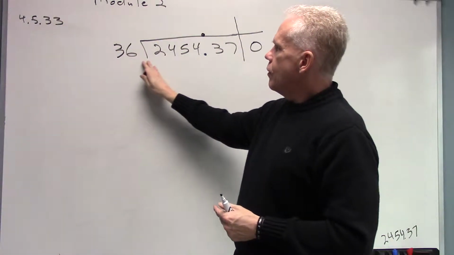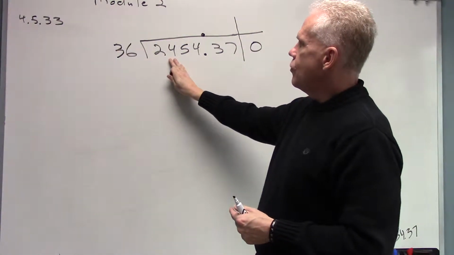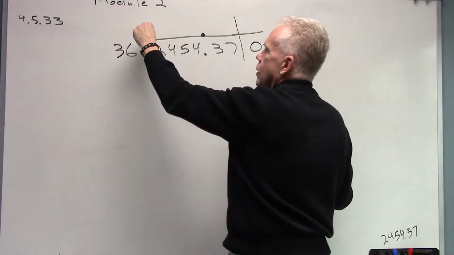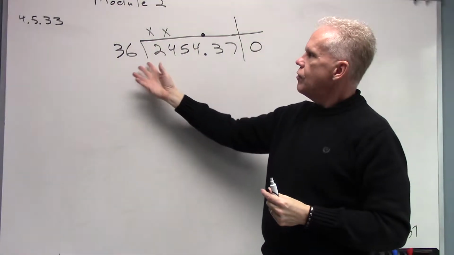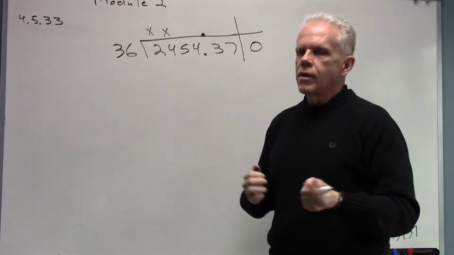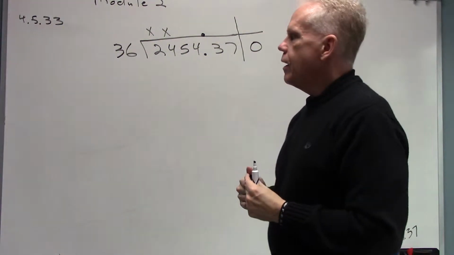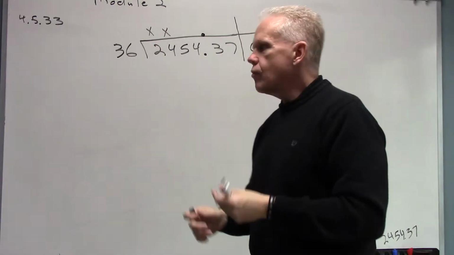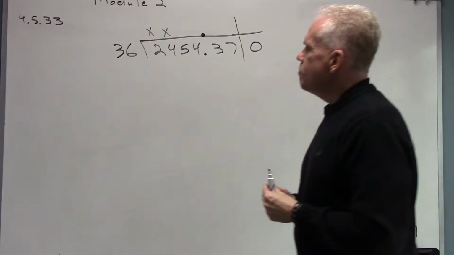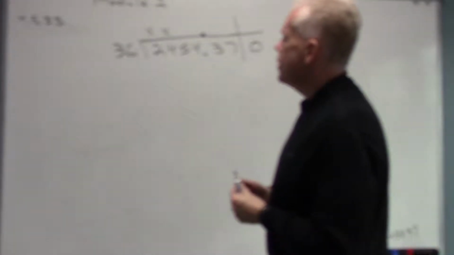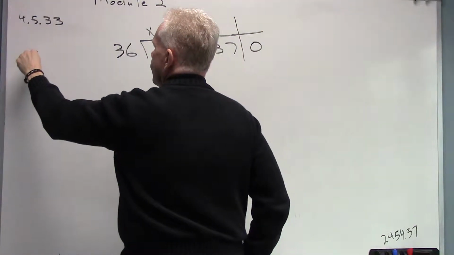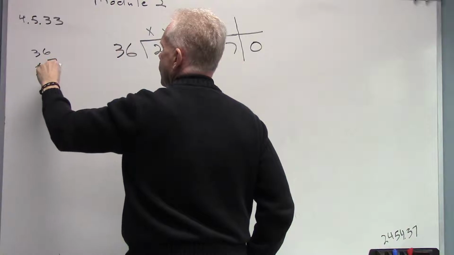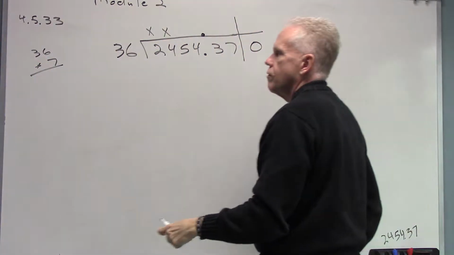First of all, 36 into 2 won't go, into 24 won't go. So we're going to just X and X right here. My first division is actually 36 into 245. I'm going to have to make a guess at that, so I'll go to the side or on some scratch paper. Let's make the guess of maybe 6 times, 7 times. Let's do 36 times 7 over here on the side and see how close we can get to 245.